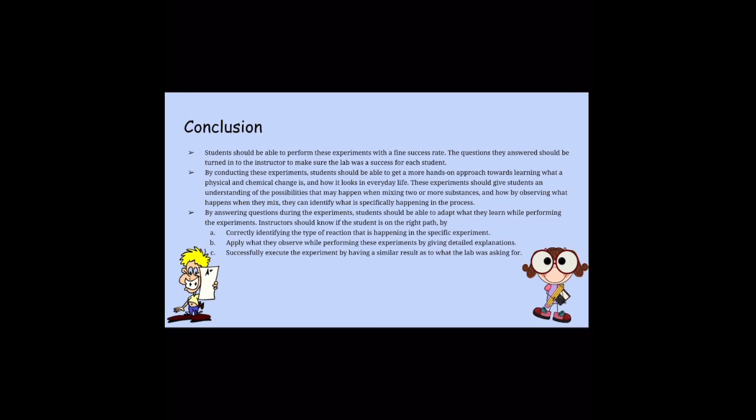These experiments should give students an understanding of the possibilities that may happen when mixing two or more substances, and how by observing what happens when they mix, they can identify what is specifically happening in the process. By answering questions during the experiments, students should be able to adapt what they learn while performing the experiments. Instructors should know if the students are on the right path by A, correctly identifying the type of reaction that is happening in the specific experiment, B, applying what they observe while performing these experiments by giving detailed explanations, and C, successfully executing the experiment by having a similar result to what the lab was asking for.